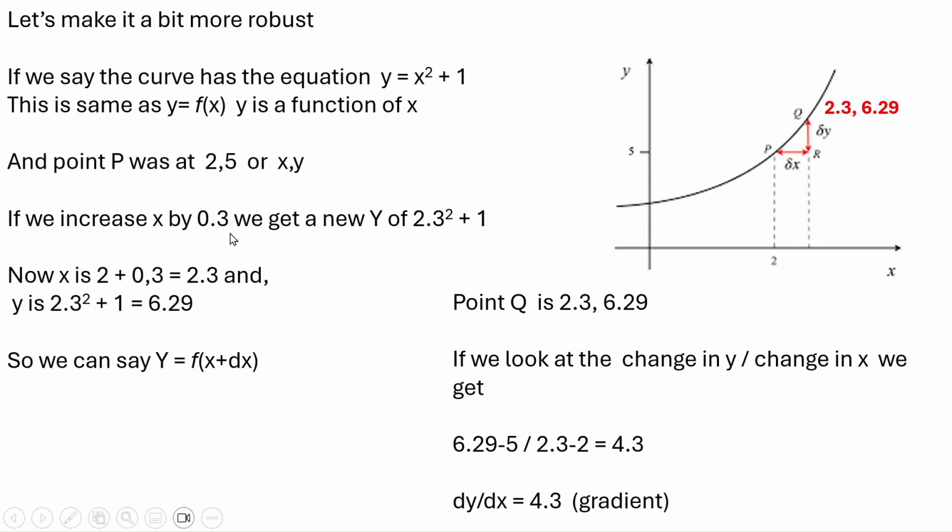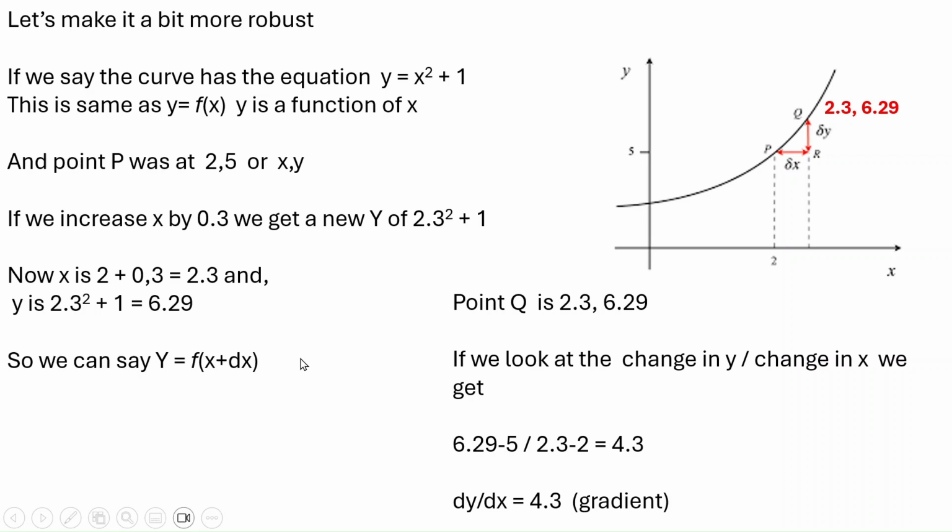If we increase x by 0.3, we're going to get a new y value of 2.3 squared plus 1. So the new x value is 2 plus 0.3, 2.3. We square it, we add 1 to it, and we end up with a new y value. The new x is 2.3, the new y is 2.3 squared plus 1, which is 6.29. So now we have a new position. We can say that y is a function of x plus dx.